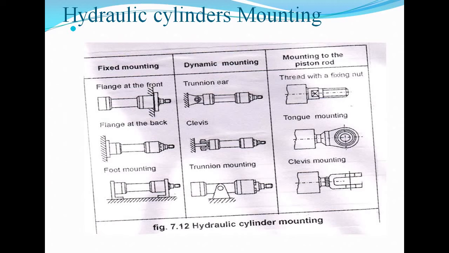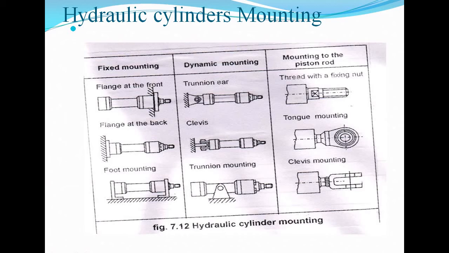Then the next part is hydraulic cylinder mounting. So how is a hydraulic cylinder mounted? Depending upon the application, hydraulic cylinders are mounted. Here you can see fixed mounting, dynamic mounting and mounting to the piston rod. Under fixed mounting, this is the flange at the front.